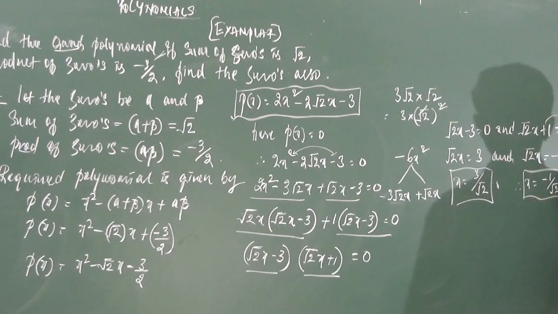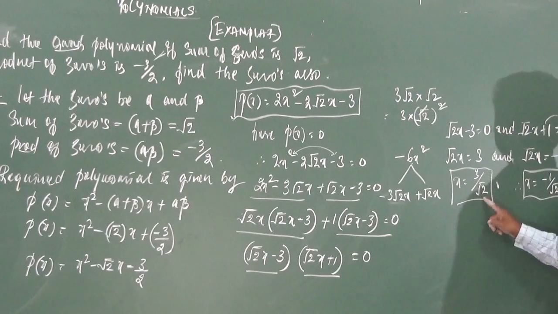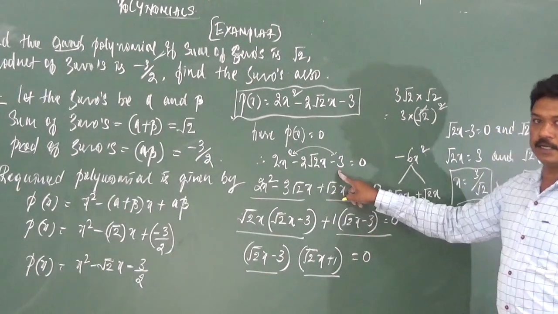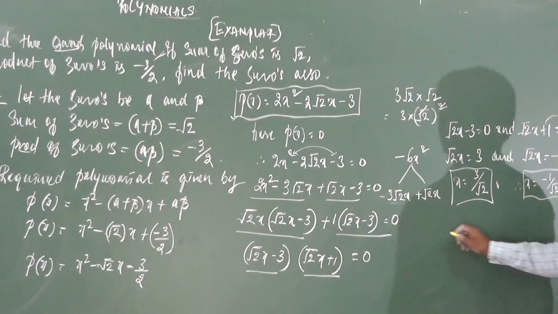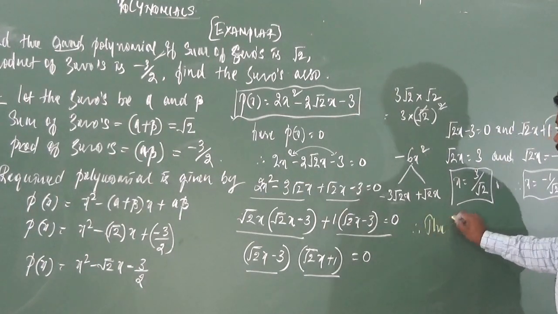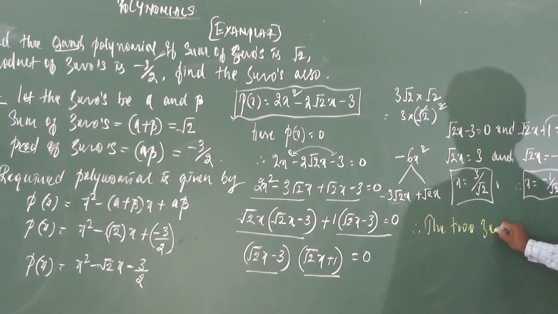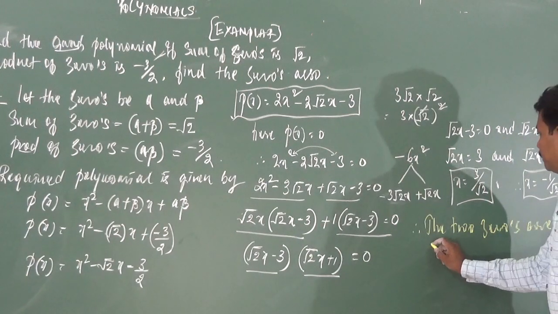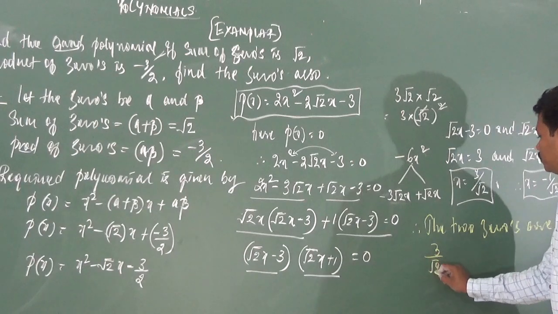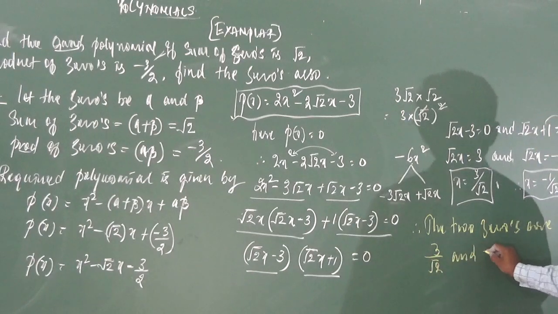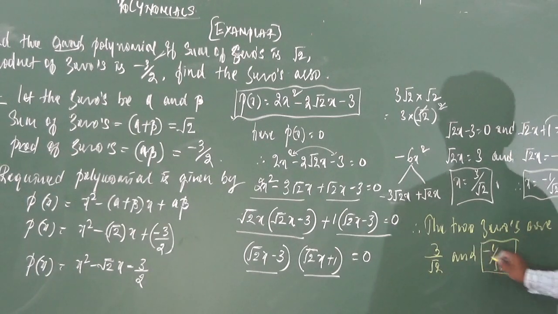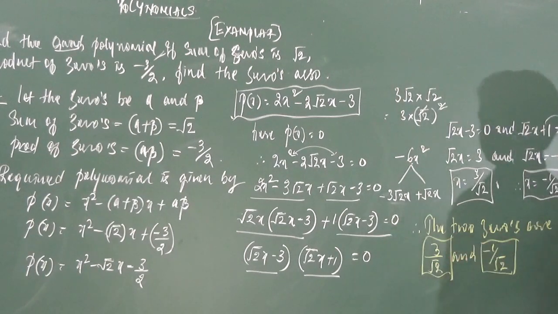So this is another zero. We have got exactly 2 zeros here, because this is a quadratic polynomial. Therefore the 2 zeros are 3 by root 2 and minus 1 by root 2. So these are the 2 zeros, and this completes your answer.